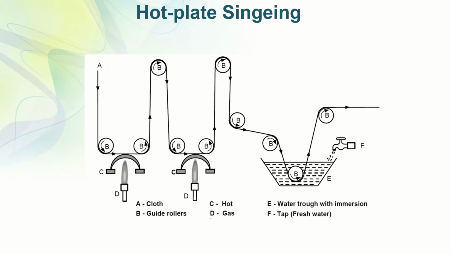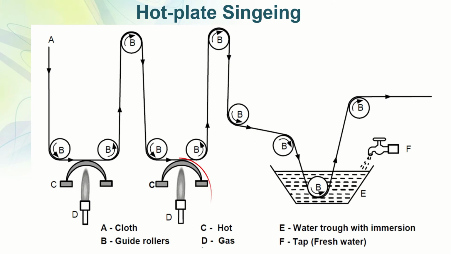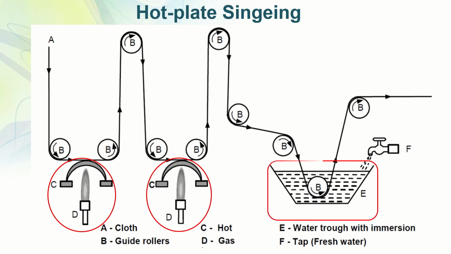Hot plate singeing. Two to three copper plates are used in this process. The heating of the copper plates is carried out using a gas burner. The fabric moves continuously and comes in contact with the red hot copper plate to burn out the surface fiber. To avoid local cooling, the copper plates are fitted with automatic traverse motion. After the last hot plate, the fabric is immediately passed through a water-filled trough to avoid any adverse effect.